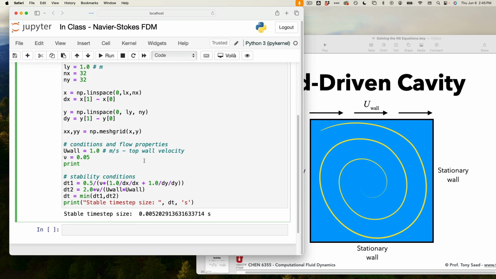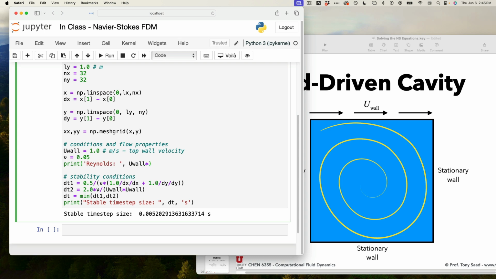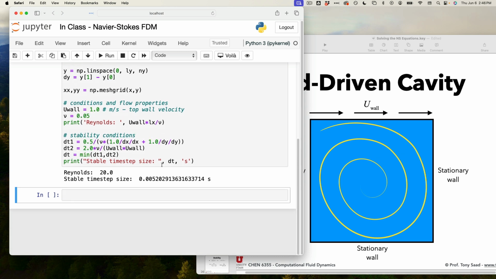All right. So we can print in the Reynolds number here. Say Reynolds is U wall times Lx over nu. So that's the Reynolds number based on the top wall, and it's at 20. Okay, it's pretty low, very laminar, nice, easy flow. I don't want to deal with a turbulent flow because this method, if your resolution is so low in time and space, we're not going to be able to capture turbulent time scales, and your solution is going to go unstable.